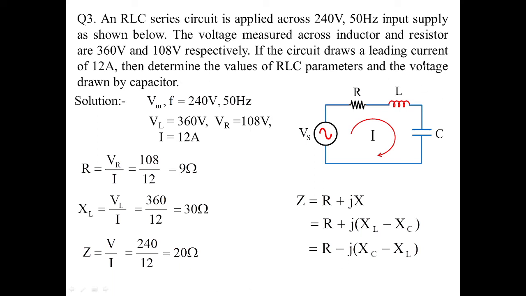And we need to find out the voltage drawn by the capacitor. So the unknown parameter is XC over here. So this we have to obtain. When you take the magnitude form, modulus of Z is equal to the square root of R squared plus (XC minus XL) whole squared. I hope you understood this formula.